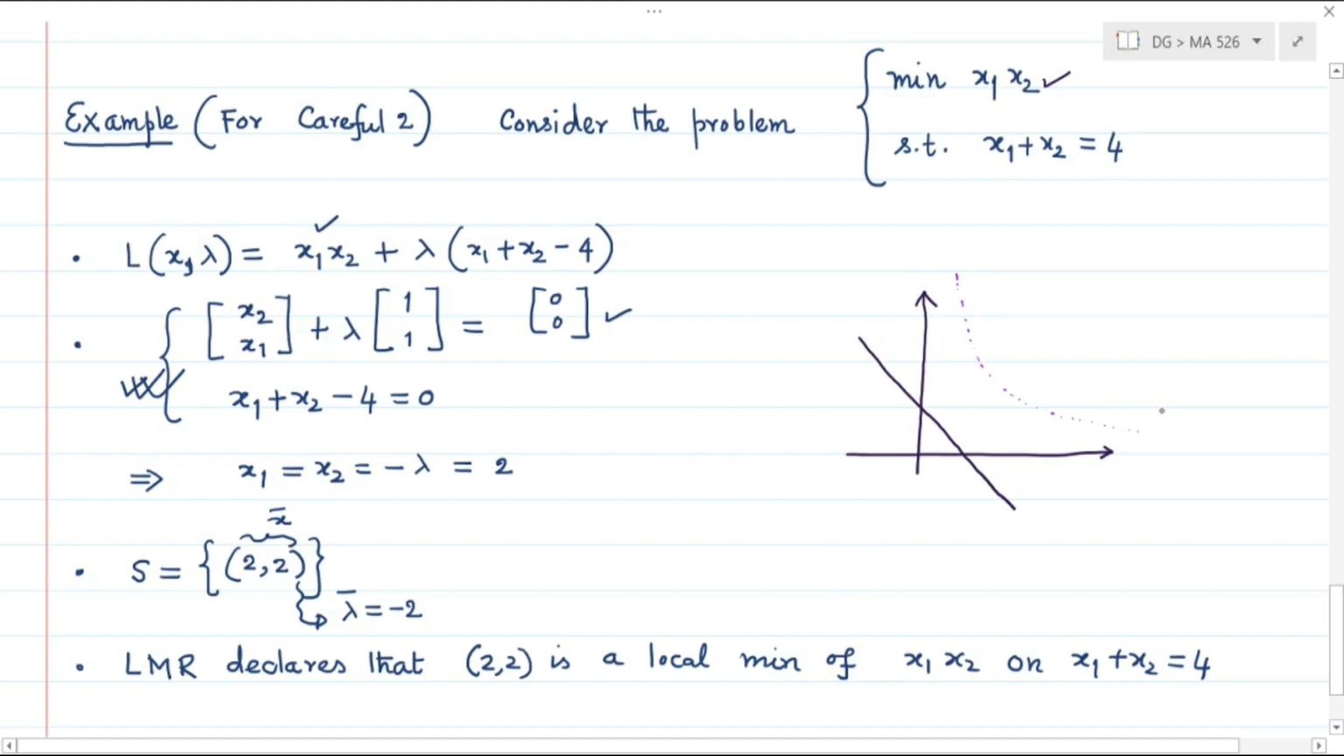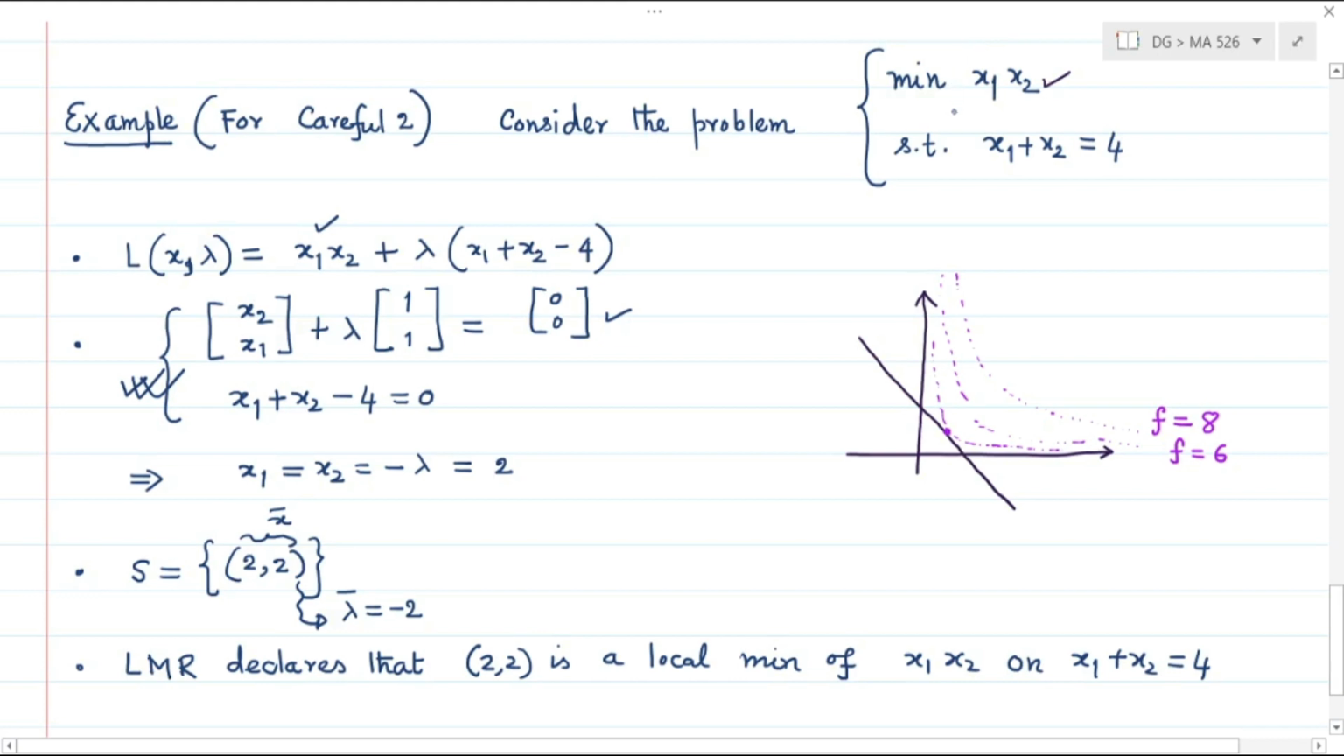Similarly, this is for f equal to 8. Similarly, f equal to 6 will be this hyperbola, and f equal to 4 will be this one. Fine. And here is the location (2, 2), and you may feel (2, 2) is a local minimum point, but obviously not, because this function is f equal to x1 into x2.